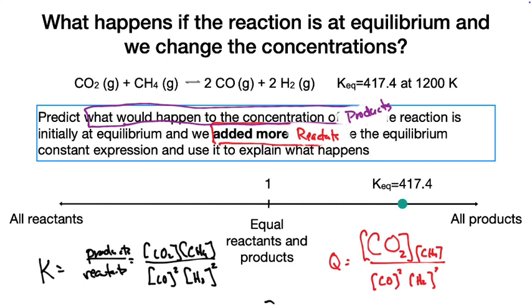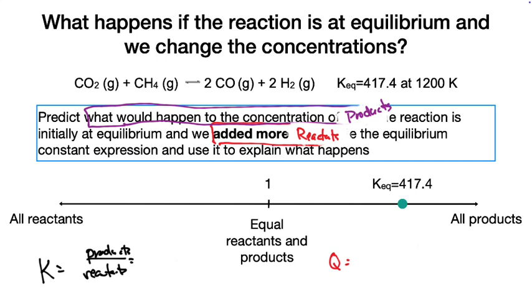Okay, so if I have more, I totally wrote my K expression backwards. Sorry. Oh, I did it all the way back. Okay, let's just leave it at that. That way we can fix it. Okay, so in the Q, what happened? I added more reactants. So my reactants gets larger. Products. What is that going to make my Q relative to my K?